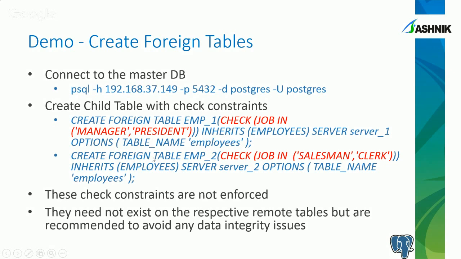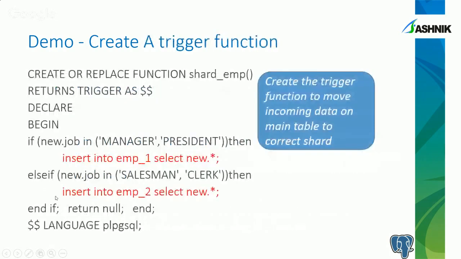Now similarly, I'm creating the second child table as well, which also inherits the same master table and refers to the second server for the same table name. Now I'm creating a trigger function whose purpose is to insert data in the respective foreign tables. So if I get a new entry where job is manager or president, I have to pass it on to emp1. And if this data is coming for salesman or clerk, I need to pass it on to emp2.